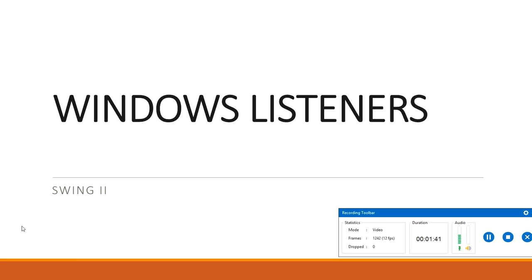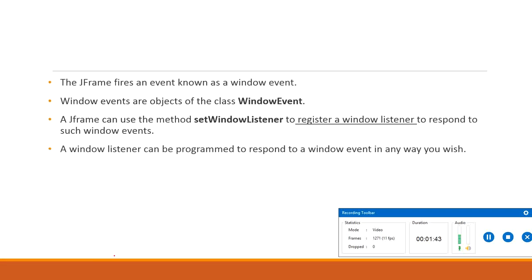Starting with the window listeners. Now what are window listeners? Let us recall in Swing 1 we had a property called JFrame.defaultCloseOperation. Now we use the method setDefaultCloseOperation for the program to close the window button in the JFrame. But this method allows only for a limited number of possibilities for what happens when the window is closed, when the close button is clicked.